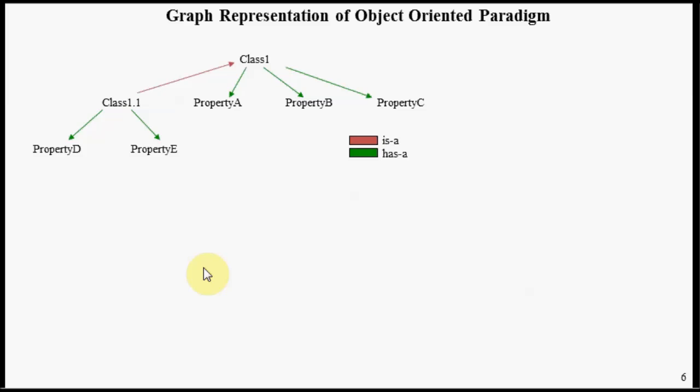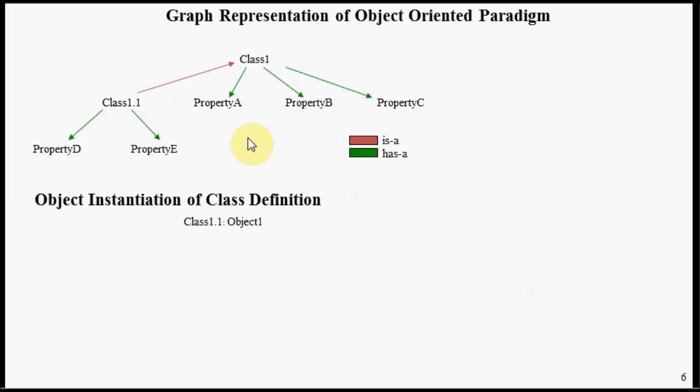The object-oriented paradigm can be represented as a graph problem. Here we have a class called class 1, which has properties A, B, and C, and a relationship between the class definition and its associated properties. We also have another class called class 1.1 with properties D and E. And we see a relationship between these two nodes, an is-a relationship, meaning that class 1.1 is a specialization of class 1.